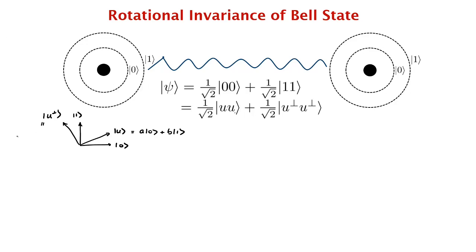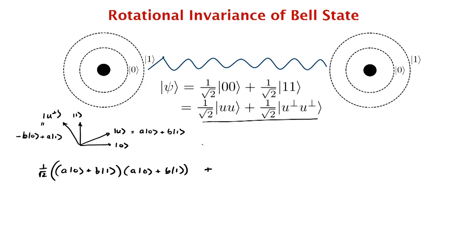So UPerp would be minus B|0⟩ plus A|1⟩. Now let's write out what this expression is. 1 over 2, this equal superposition of UU and UPerp UPerp is just 1 over square root 2 times what's UU? It's (A|0⟩ plus B|1⟩) times (A|0⟩ plus B|1⟩). And then UPerp, it's (minus B|0⟩ plus A|1⟩) times (minus B|0⟩ plus A|1⟩).